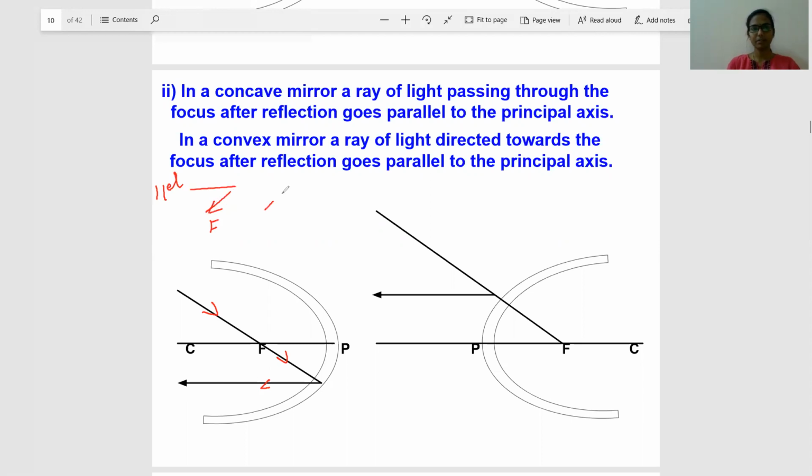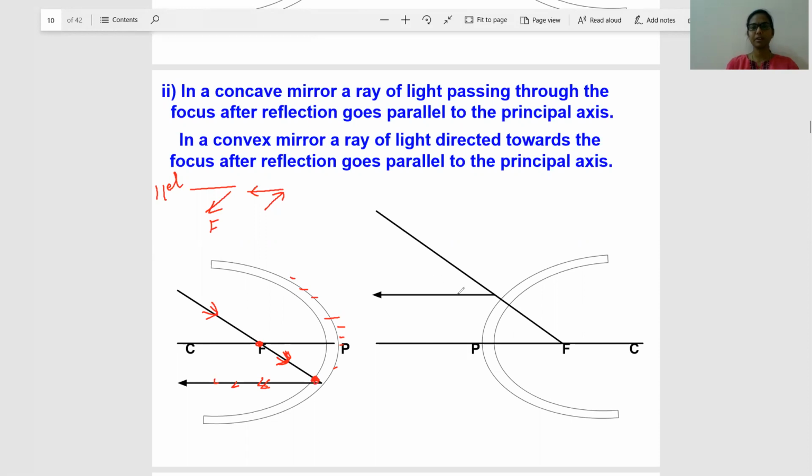The ray which is coming through the focus, after reflection, will go parallel. See here, a concave mirror: the inner surface is reflecting, the outer is coated. The ray which is coming passes through the focus, incident on the focus. After reflection, what happened? It will go parallel to the principal axis CP, since CP is the principal axis.